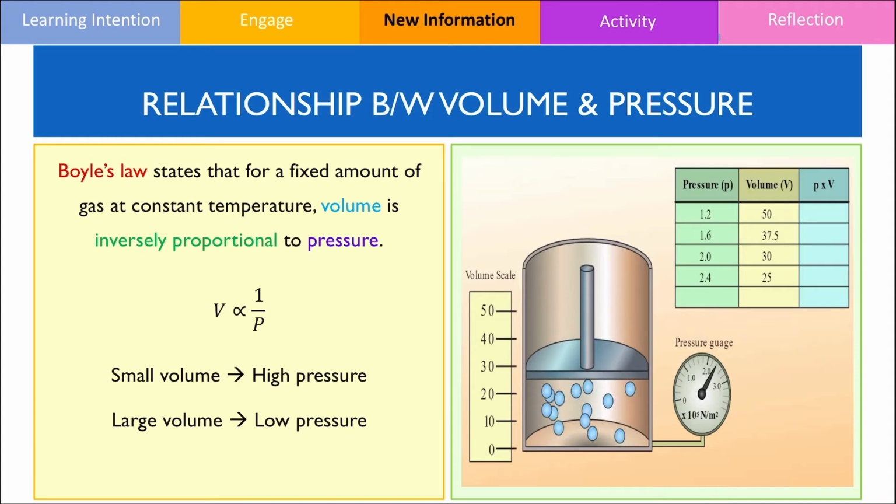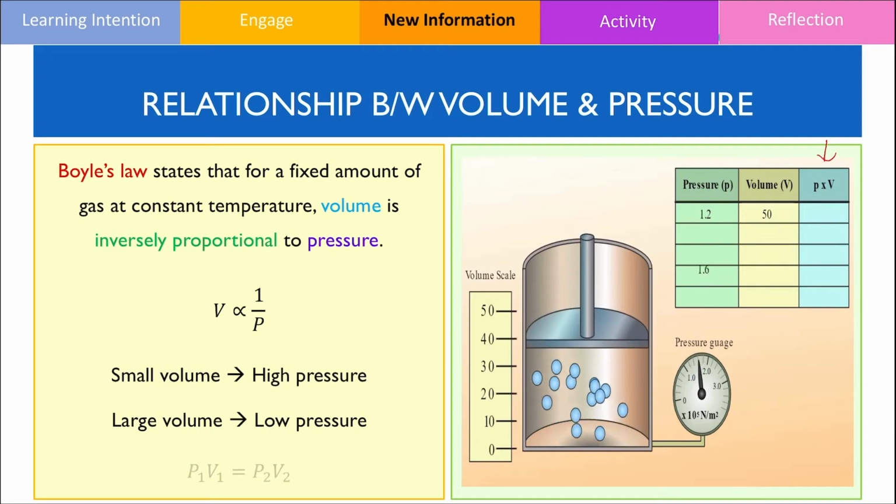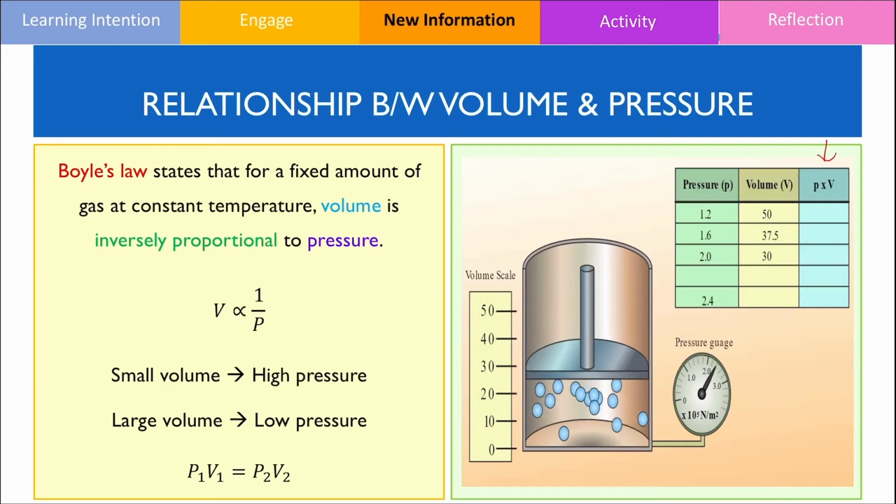If you also look at the animation carefully, we could also see that the ratio of pressure and volume is constant. As a result, we can write an equation P1 times V1 is equal to P2 times V2, and this formula can be used to calculate the starting or final pressure or volume of gas, given that the amount of gas and temperature doesn't change in the system.